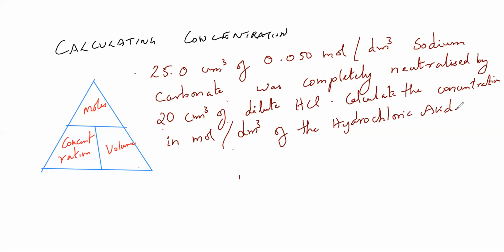So here, let's read the question one more time. 25 centimeter cube of 0.050 mole per decimeter cube. Centimeter cube in the sense volume, and this in the sense concentration of sodium carbonate, is completely neutralized by 20 centimeter cube of dilute HCl. So again, here volume they have given. Calculate the concentration in mole per decimeter cube of the hydrochloric acid. Fine. So the first thing for us is we have to find what? The number of moles of sodium carbonate, because they have given the volume and the concentration. First step for us.